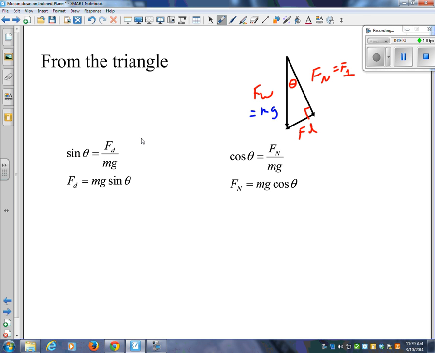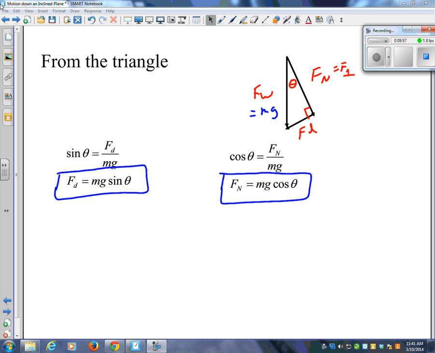And rearranging this, I get Fd is equal to mg sine theta. And using cos, I get Fn is equal to mg cos theta. Those are formulas. I put them in a box. Learn them, use them, love them. They're awesome. Alrighty.